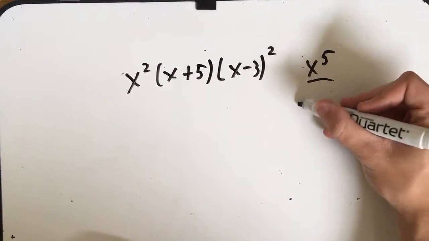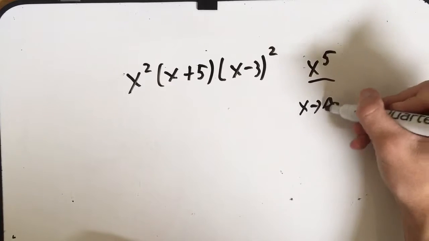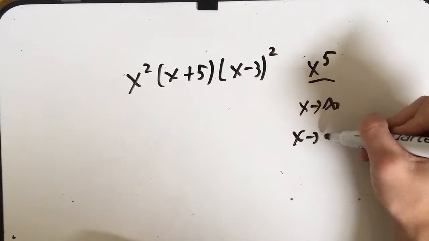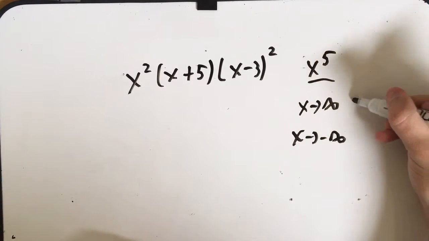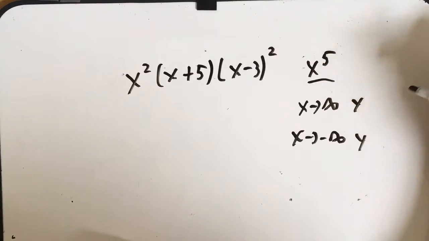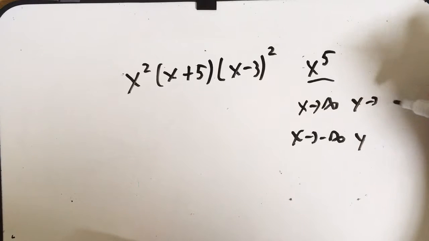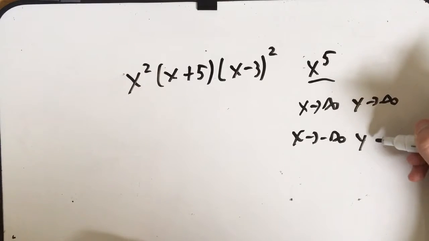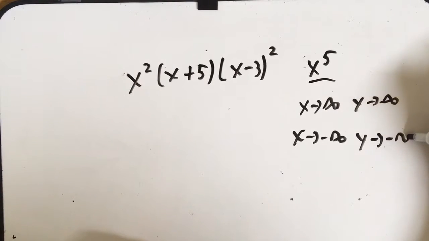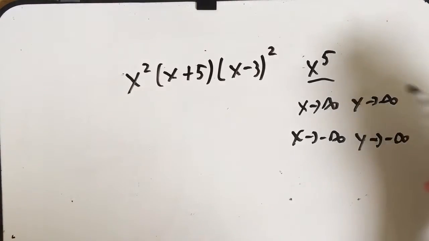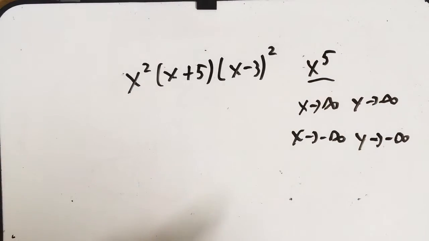So your end behaviors will be, as x goes to infinity, y goes to infinity, and as x goes to negative infinity, y goes to negative infinity. And you know that if it's a positive number, it's going to stay positive. If it's a negative number, it's going to stay negative, because if you put in a -1 times itself 5 times, it's going to be negative. So there's your end behavior.